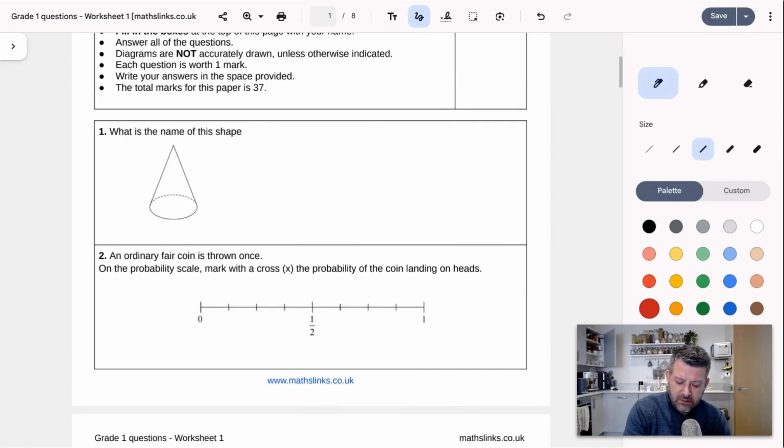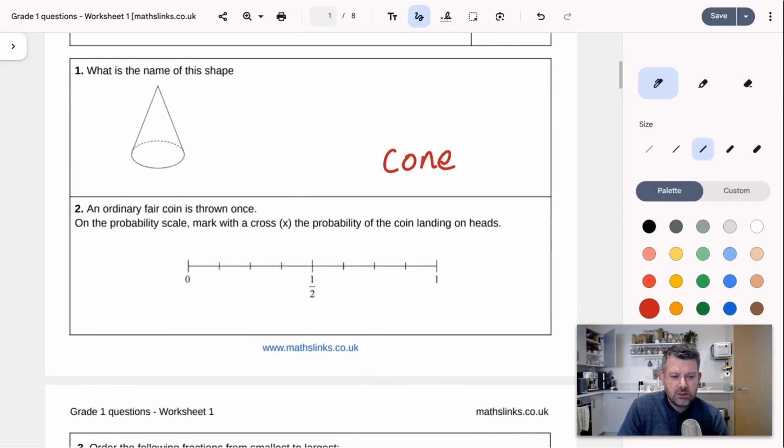So things like this. What's this shape? Well, it's a cone. Okay, so we need to know our 3D shapes. And then question 2, what's the probability of a coin landing on heads? Well, if it's a fair coin, it's going to land on heads half the time and tails half the time. So I put a cross in the middle at half.